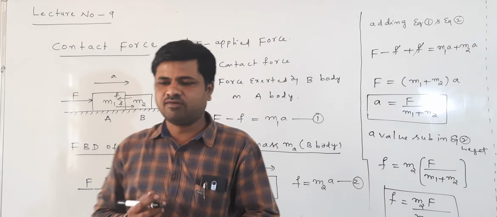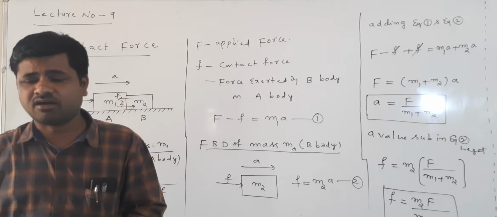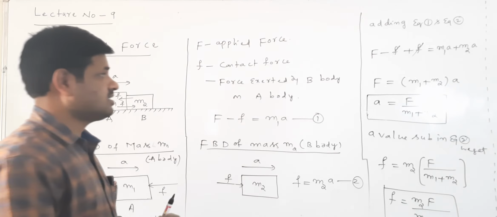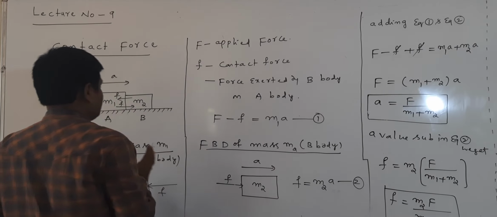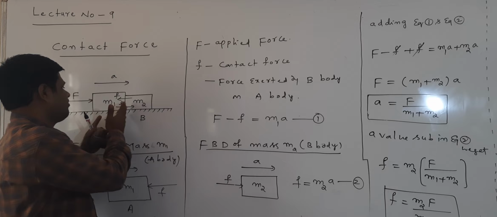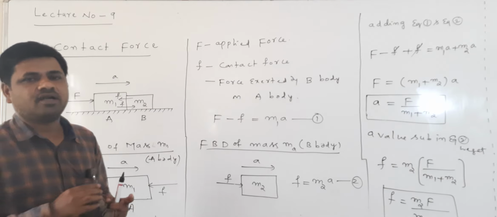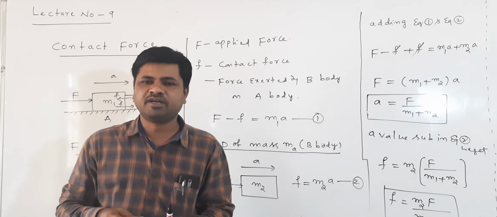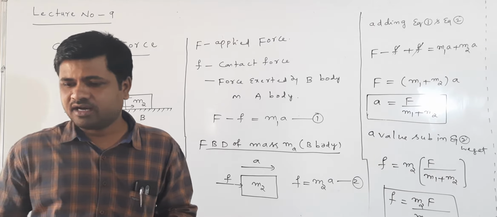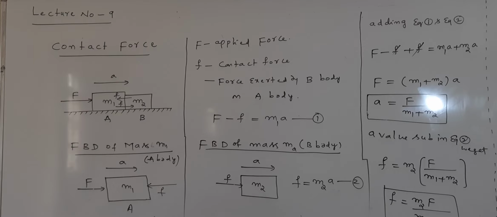This is the common acceleration of the two bodies, A is equal to F by M1 plus M2. Right, this is the concept of the contact force. That contact force is acting due to their surfaces. The surface of the A body touches the B body. Due to the touching of the surfaces, contact forces act between them. Right, this is the concept of the contact force.